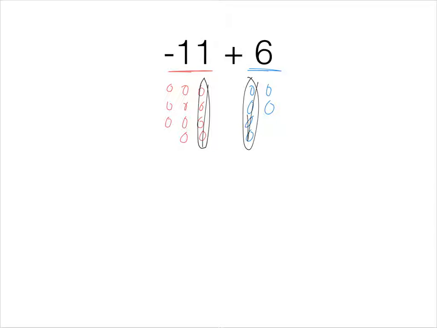Those are gone. They're my 0 pairs. And I have 5 left over, so I grab 5 more to pair up with those. What I'm left with is 1, 2, 3, 4, 5 negative army guys. So negative 11 plus 6 is going to be negative 5.